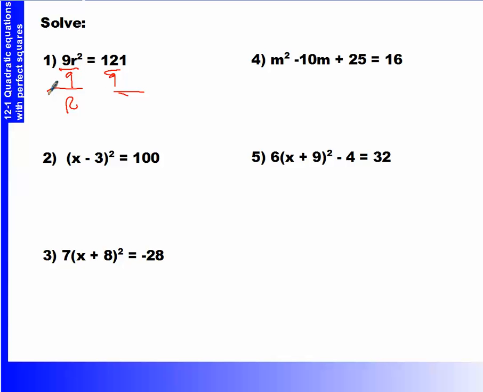So we have r squared is equal to 121 over 9. Now, when you have r squared, what's the opposite of squaring something? Square rooting. So we are going to square root both sides. So we have the square root of r squared.